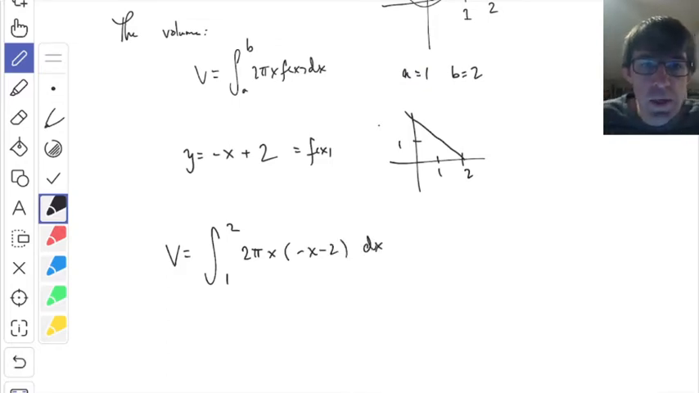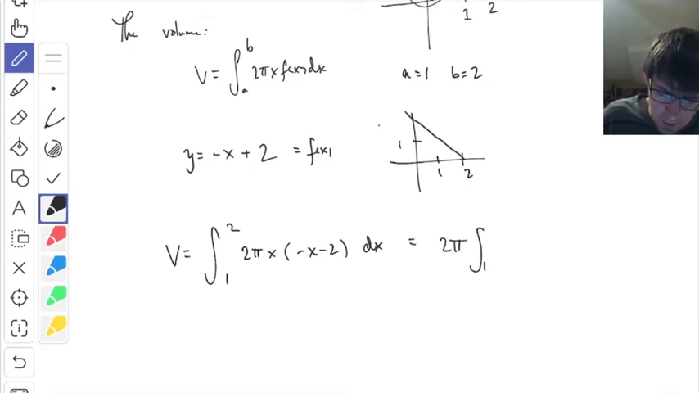And now we've got to do this integral. This is not a hard integral. I have just polynomial type stuff on the inside. We can distribute first on the inside. Remember, you should try and simplify as much as you can before actually doing the integral. I'm going to take the 2 pi out like I usually do, and distribute on the inside. I've got minus x squared minus 2x.